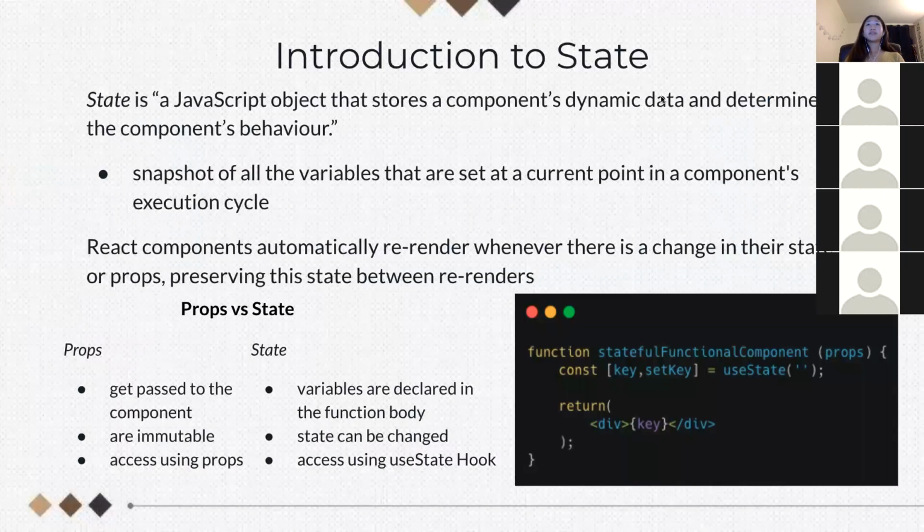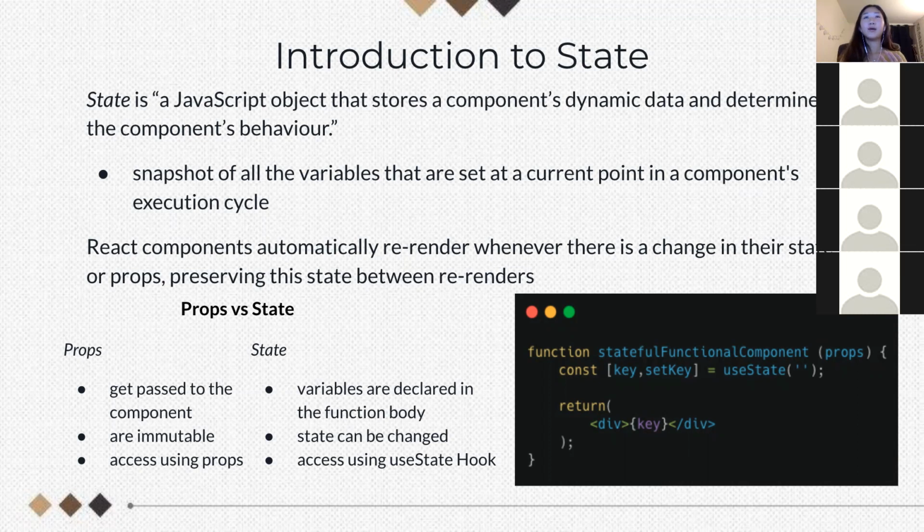Okay, so state is basically, the official textbook definition is very confusing. It's a JavaScript object that stores a component's dynamic data and determines the component's behavior. What that means is it keeps a snapshot of what your variable is at a certain time, because your variable is continuing to change all the time. And React really focuses on the idea of re-rendering. So anytime your state is changed, or your prop is changed, React is going to re-render. What I mean by re-render is go through your entire code again. And it's also going to preserve the state between the renders as well.